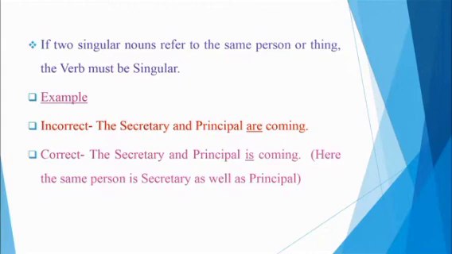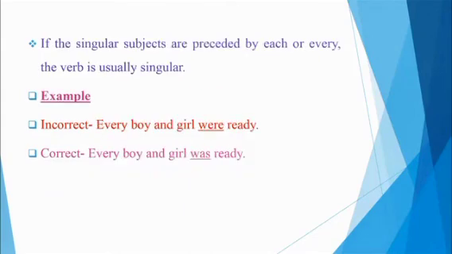Why? Because here the same person is secretary as well as principal. Here the secretary and principal are two singular nouns that refer to the same person. So the verb must be singular, that is. So the correct sentence is the secretary and principal is coming. Then move on to the next rule.